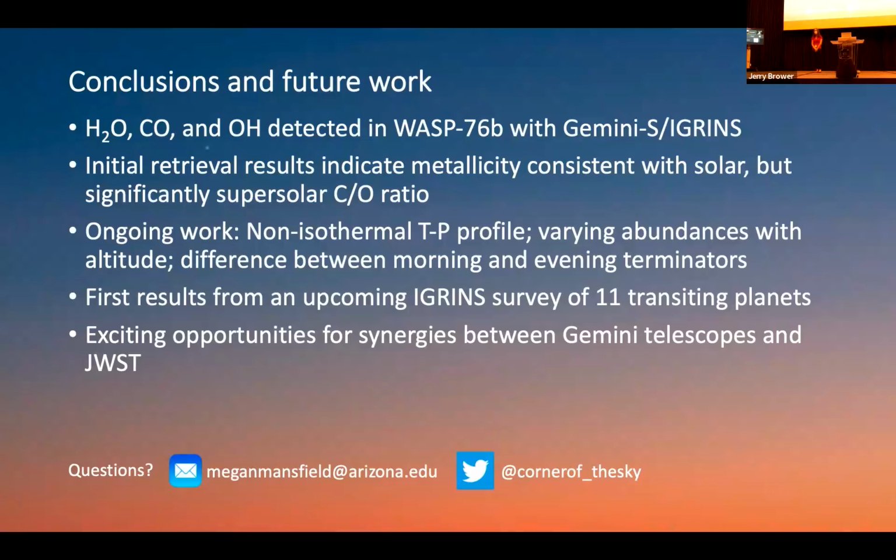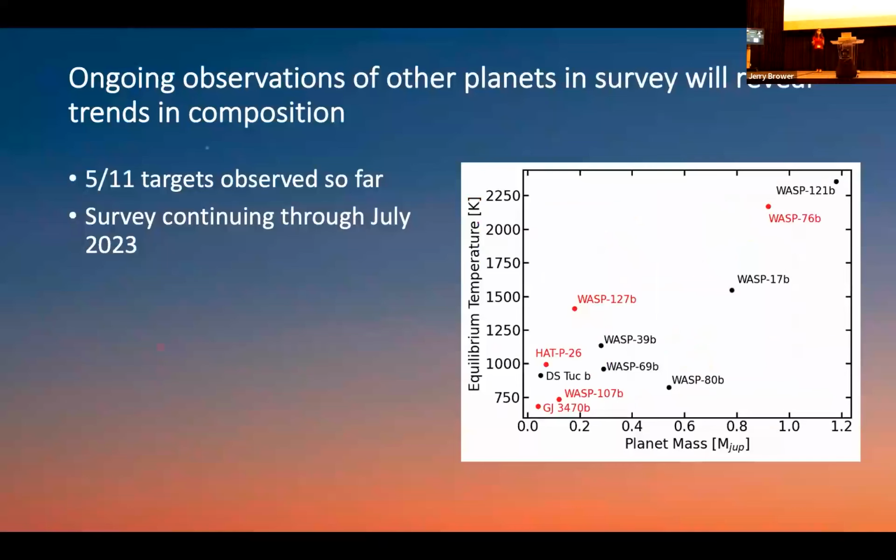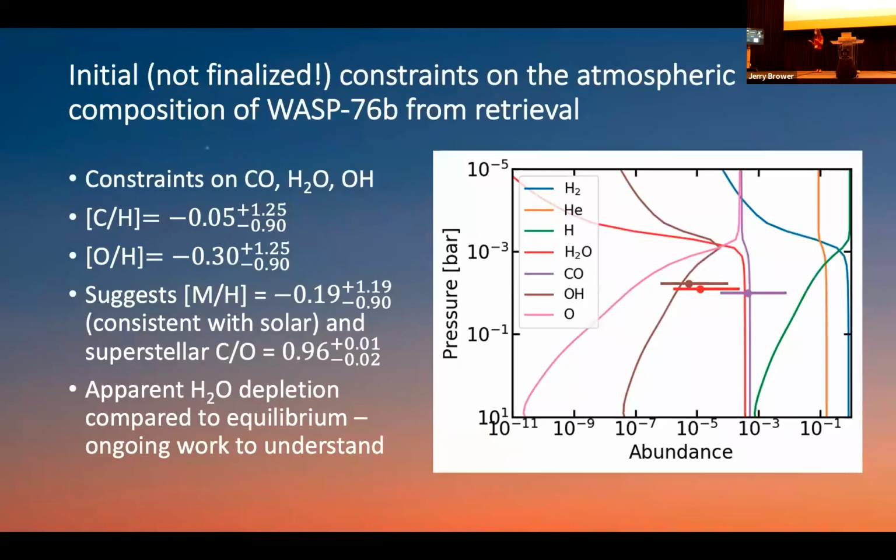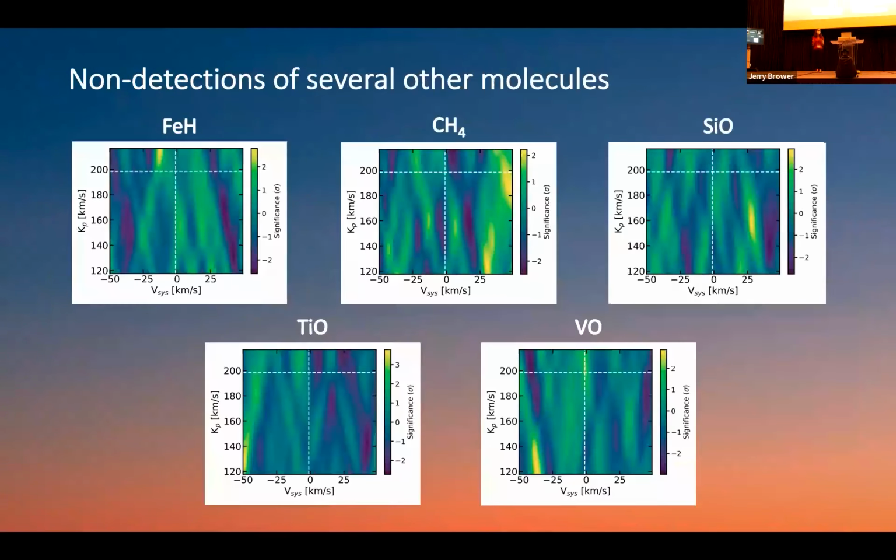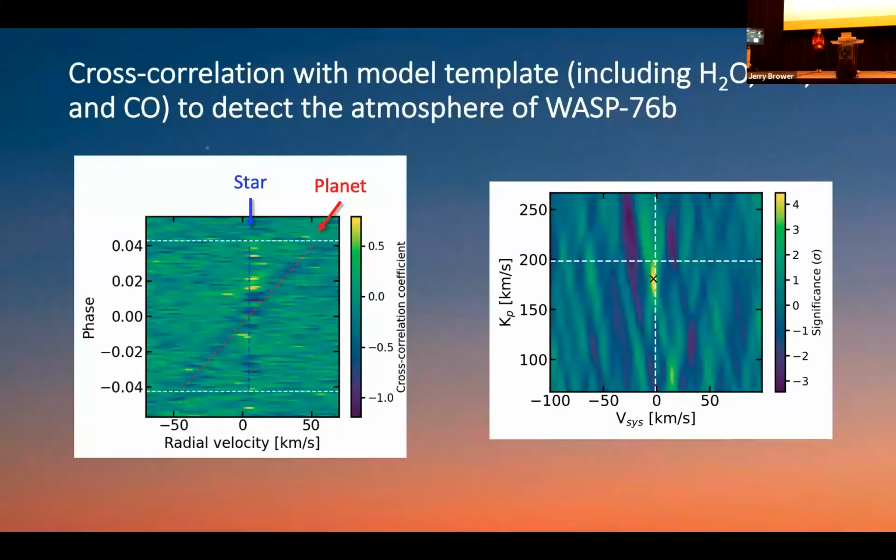Yeah, so basically the star for the most part gets removed by the principal component analysis because it's mostly stationary. At least at the resolution of IGRINS, it has about 2.5 kilometers per second resolution. So we can't see the star moving over the course of the transit.